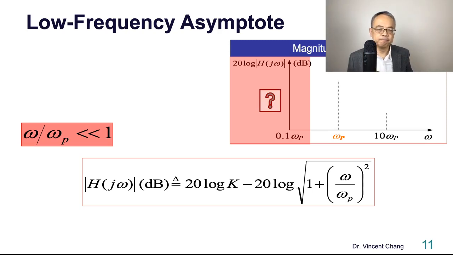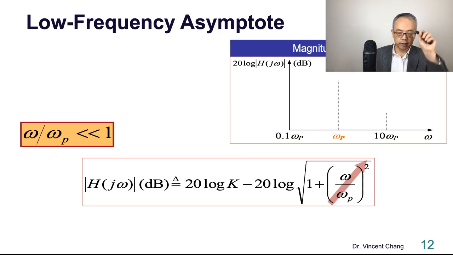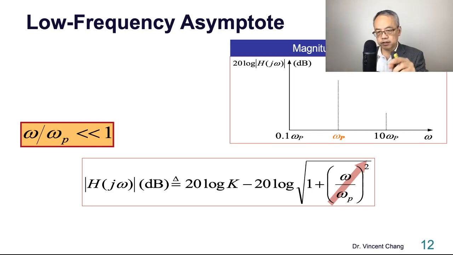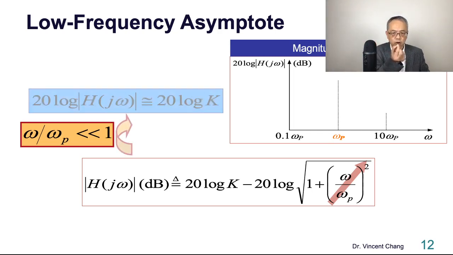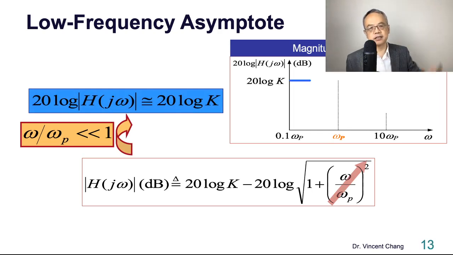Then this part is much smaller than 1, right? When omega is much less than omega p, the square term is much less than 1, this symbol represents negligible. So it's negligible, log 1 is 0, so it means what? Constant. 20 log K is constant.